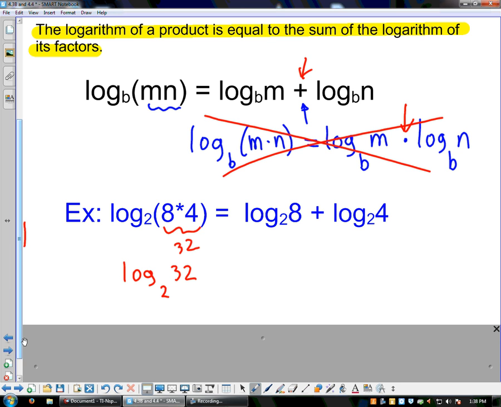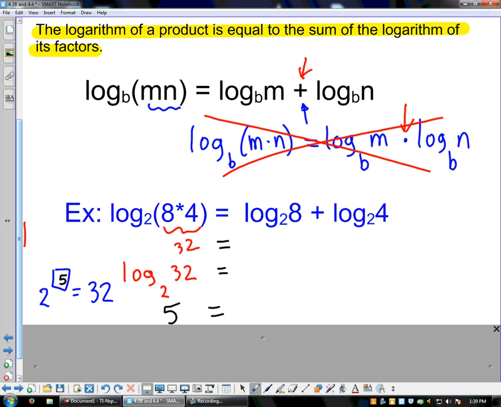Well, remember what that's saying. That's saying 2 raised to what power is going to give me 32. That's what this is saying. And so the answer to that is 5. 2 to the 5th is equal to 32. So the left side of our equation is actually equal to 5.